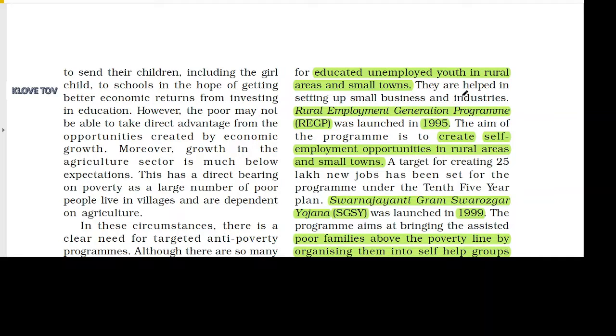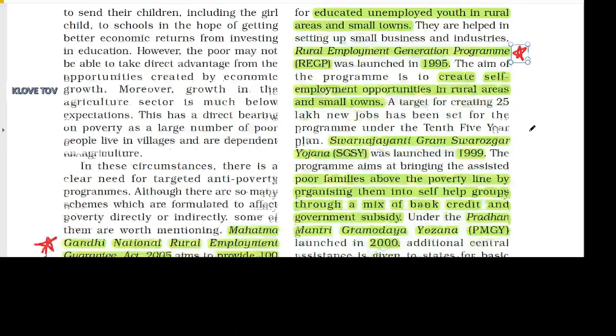They are helped in setting up small businesses and industries. Rural Employment Generation Program was launched in 1995. The aim of the program is to create self-employment opportunities in rural areas and small towns. A target for creating 25 lakh new jobs has been set for the program under the 12th five-year plan.